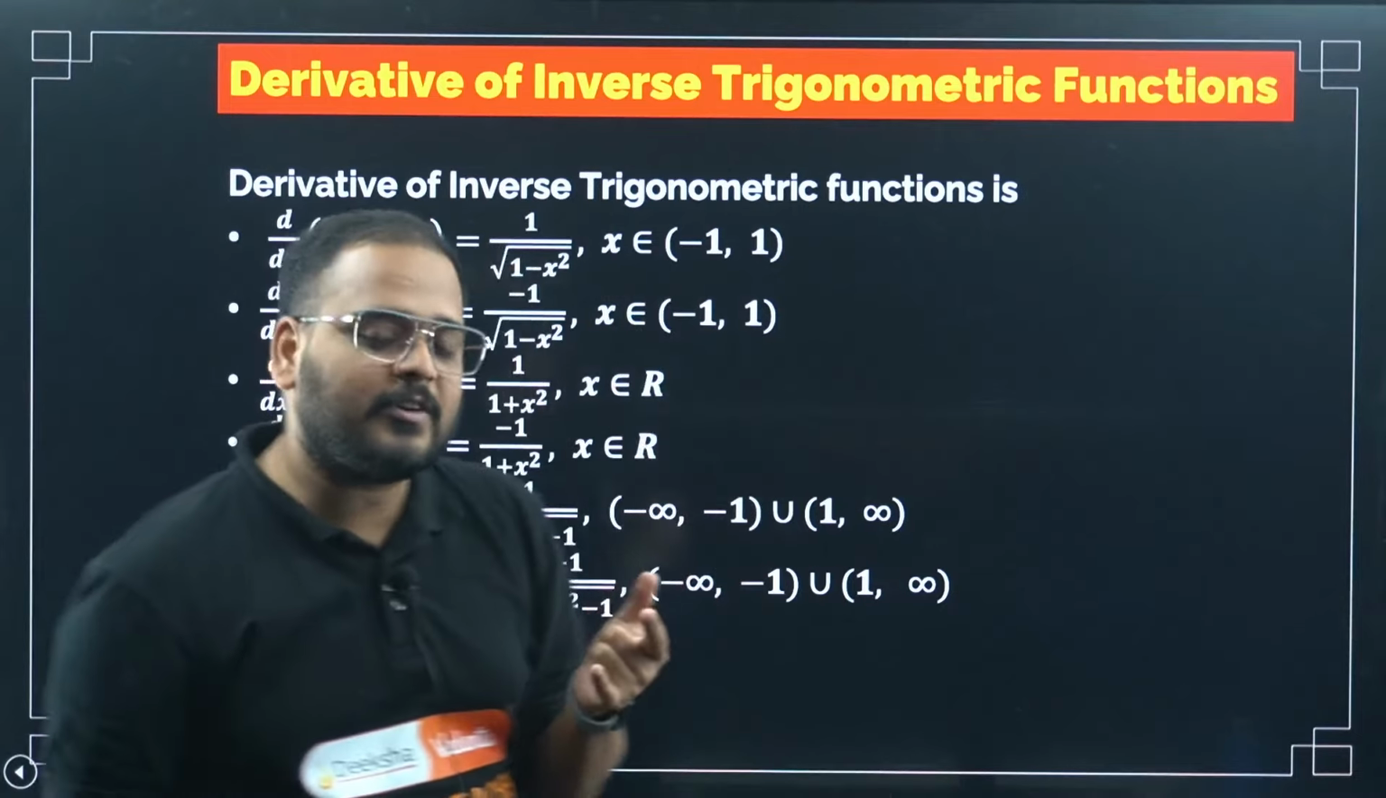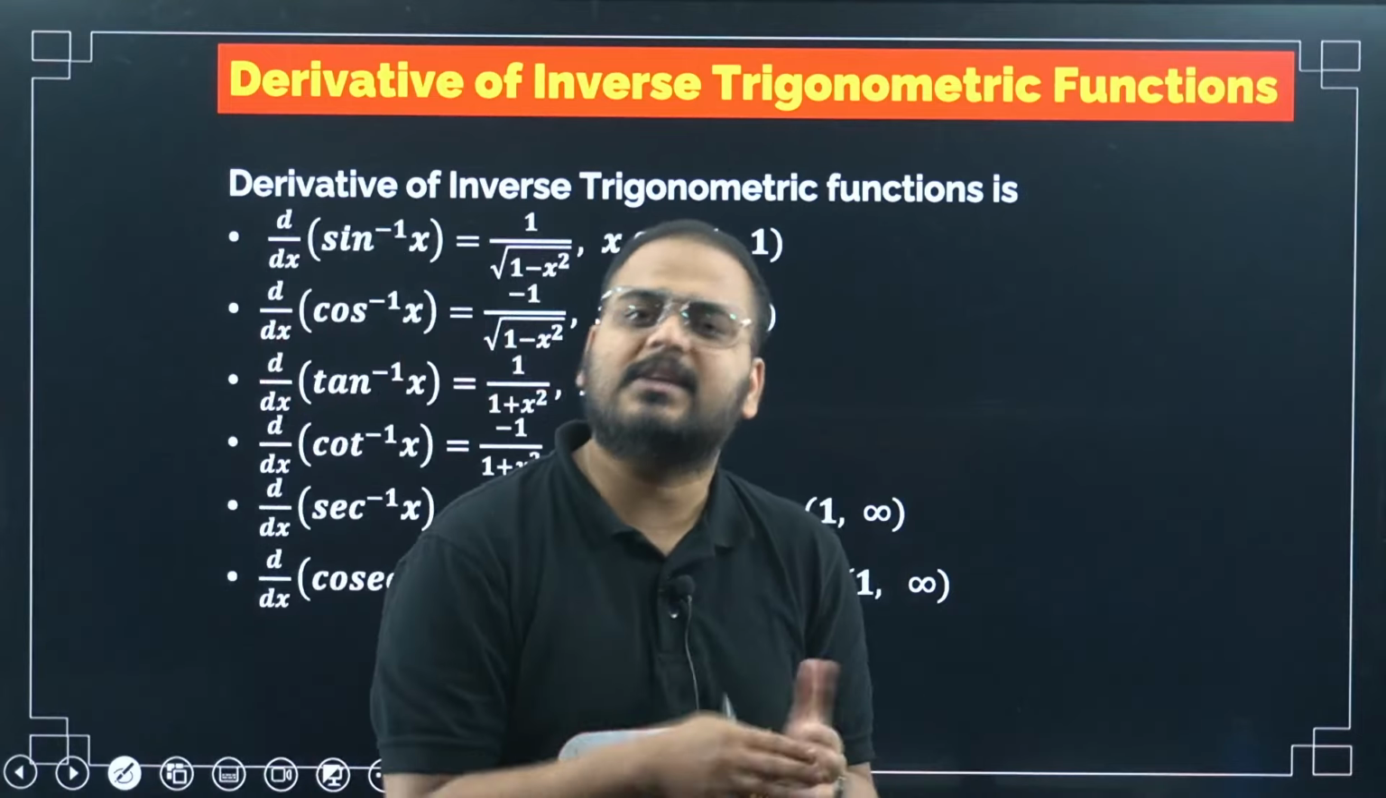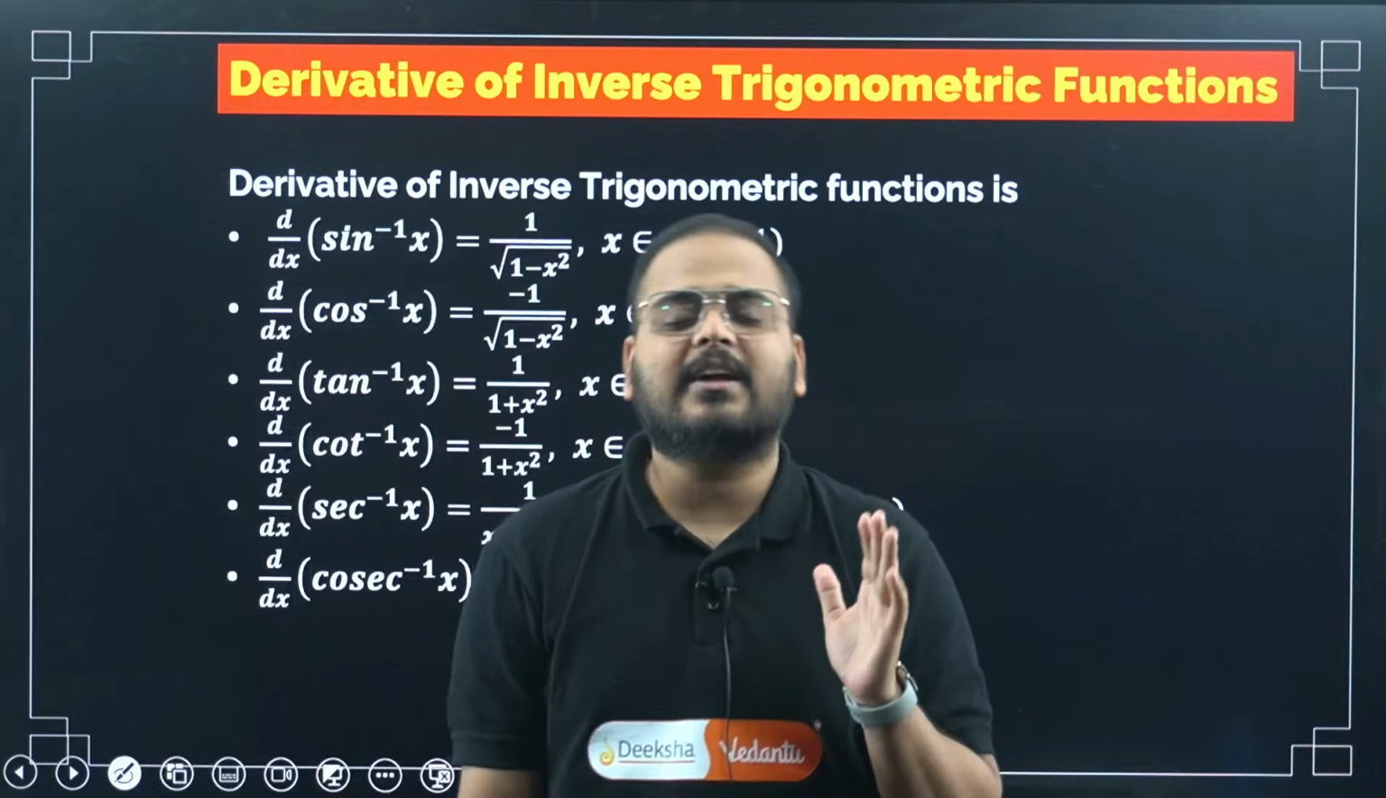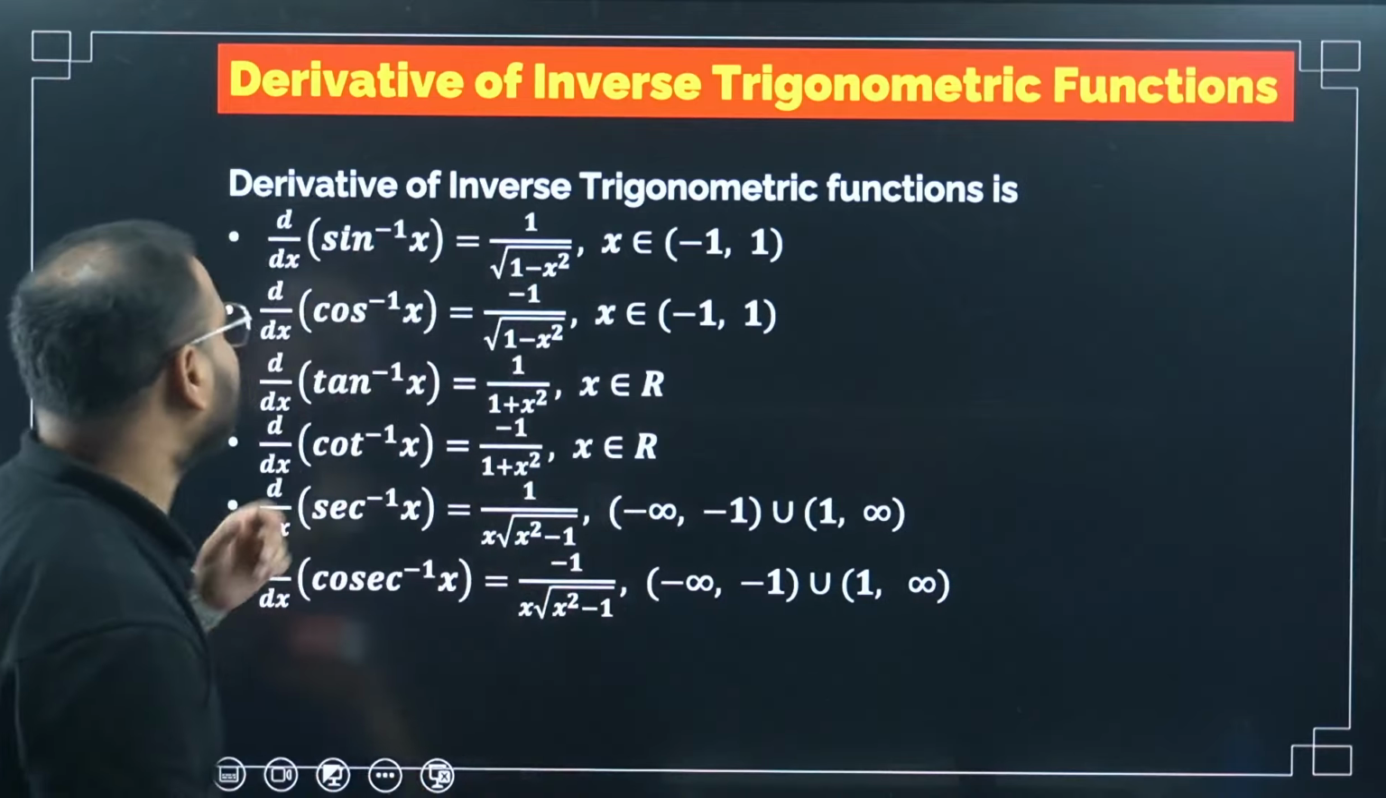So again, how many inverse trigonometric functions do we have? That's very simple, 6. There are 6 trigonometric functions, so there are 6 inverse trigonometric functions. We have already covered that in our chapter on ITF.